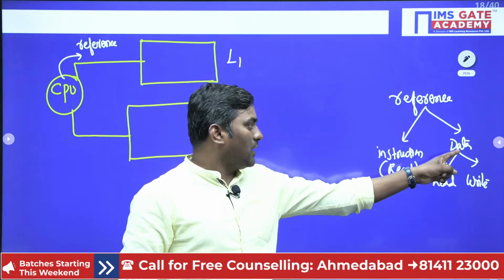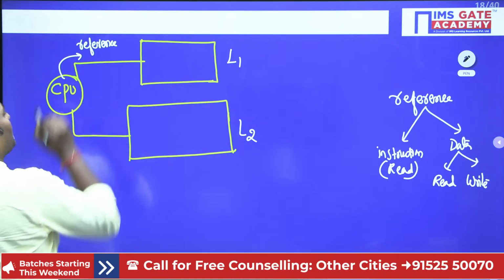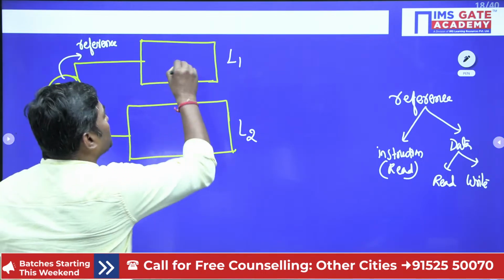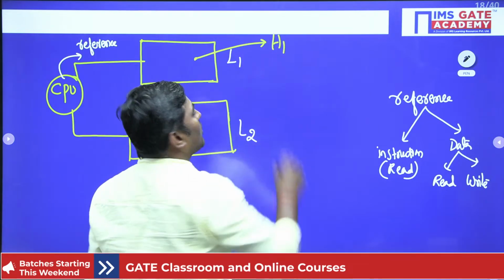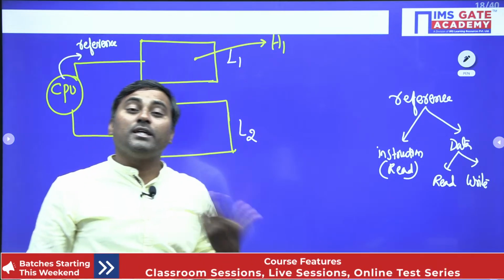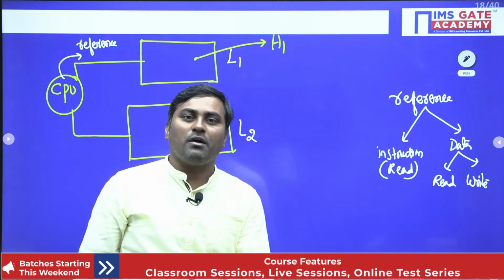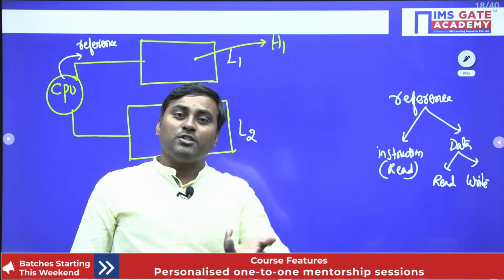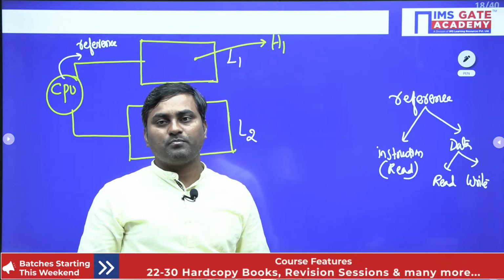A reference can go for data or instruction. Whenever a reference is generated, it can be checked in L1 or L2. If it is present in level 1, we call that H1. What is H1? Hit ratio. What is hit ratio? It is the number of hits to the total number of references, or the number of hits divided by the number of hits plus the number of misses, which is simply the total number of references.